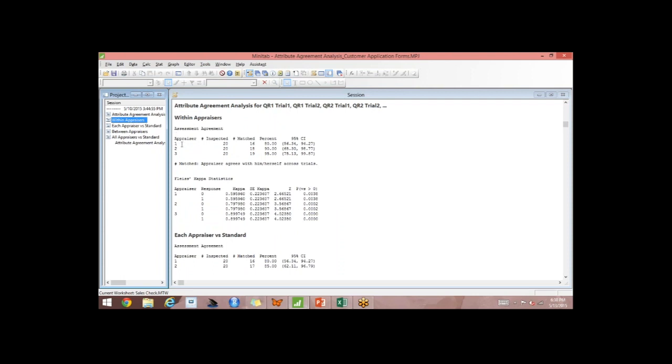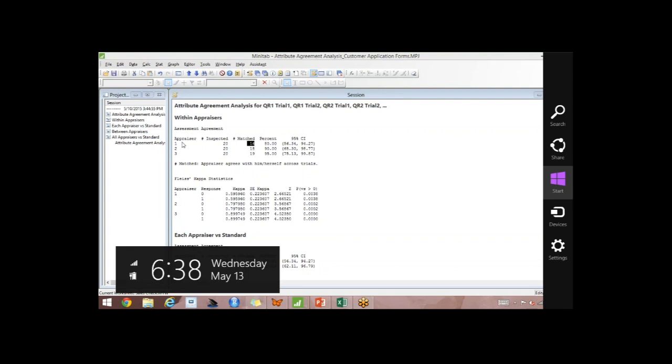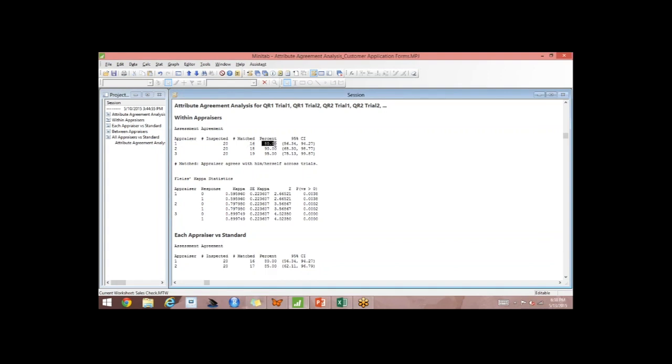Here is appraiser 1, that is quality representative 1. I have quality representative 2 and I also have quality representative 3. There are 20 customer application forms which each person has inspected. All right. Number of matches were 16 for appraiser 1 and the percentage is 80. How did we get 80 and what is the 16? Let me go back to the worksheet and explain this. In order to go to the worksheet, you need to click on this, show worksheets folder.